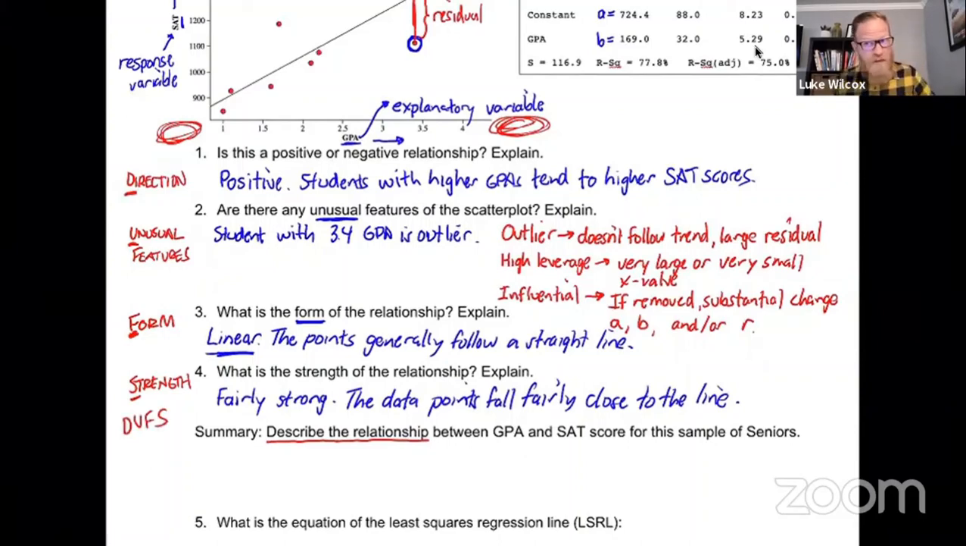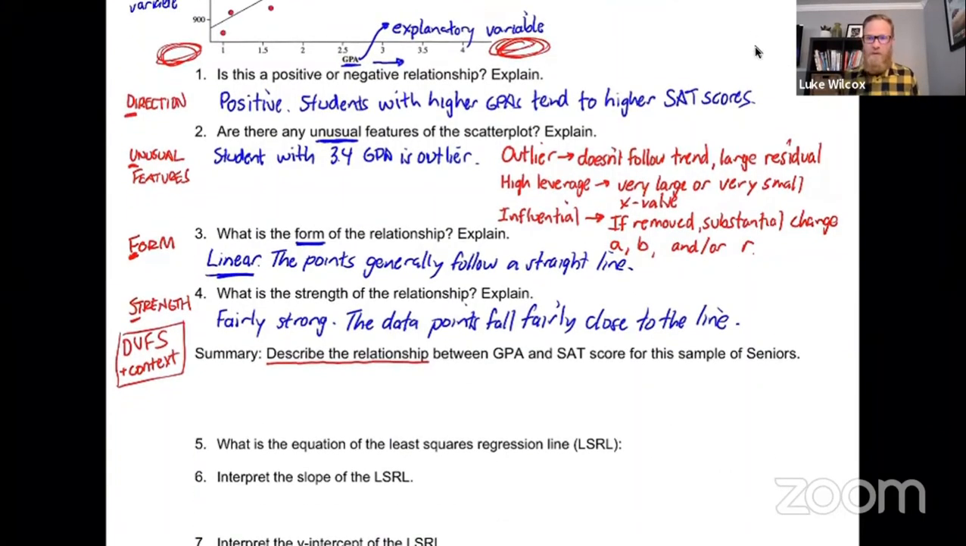And just like we did with one variable data, we need to make sure that we include context of the problem, right? That's just a general rule on the AP exam. So DUFS plus context is the way that we're going to remember what to talk about when we're describing the relationship. So in the summary here, what I'm going to attempt to do is to take all 4 of those ideas and put them into one nice, neat sentence. Okay, so here we go. Here's my best attempt.